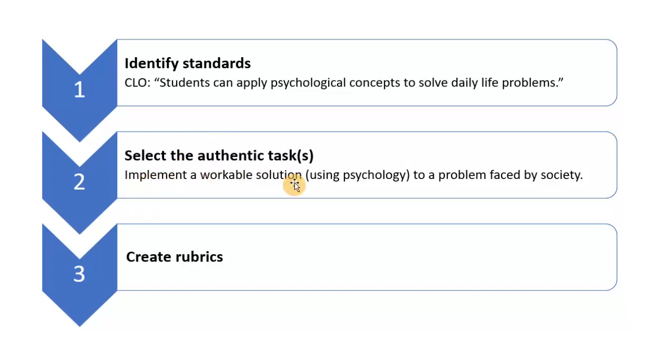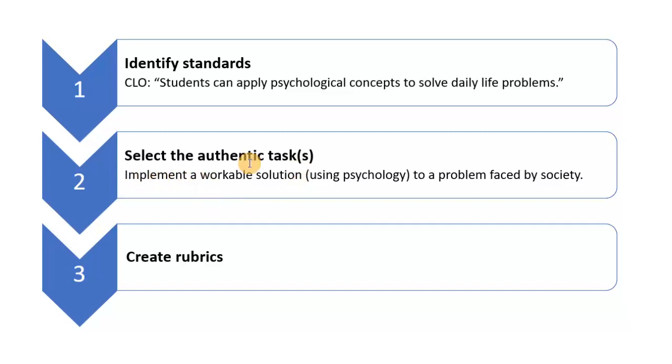So the task identified here in order to achieve the learning outcome above is that the lecturer designs a task whereby students need to implement a workable solution using psychological concepts to a problem faced by a society. Professionals in this field, let's say psychologists, actually do this in real life, meaning they find social problems, or companies hire them and give them problems, and they are required to use psychological knowledge to solve the problem. So this is what the professionals actually do in the particular field.